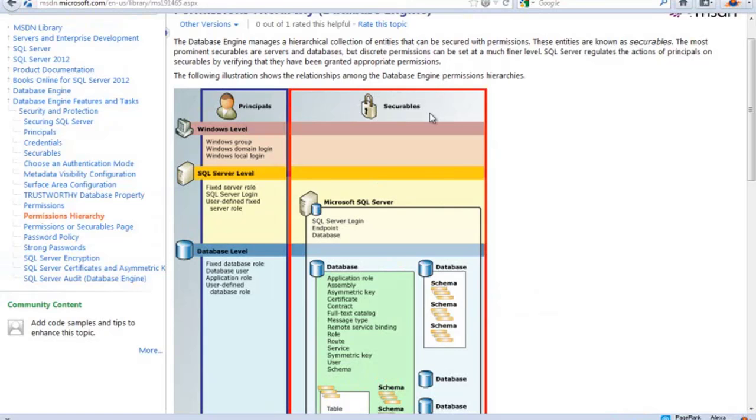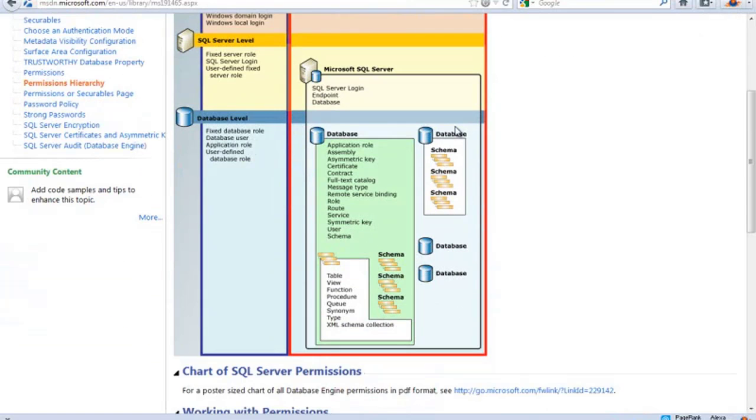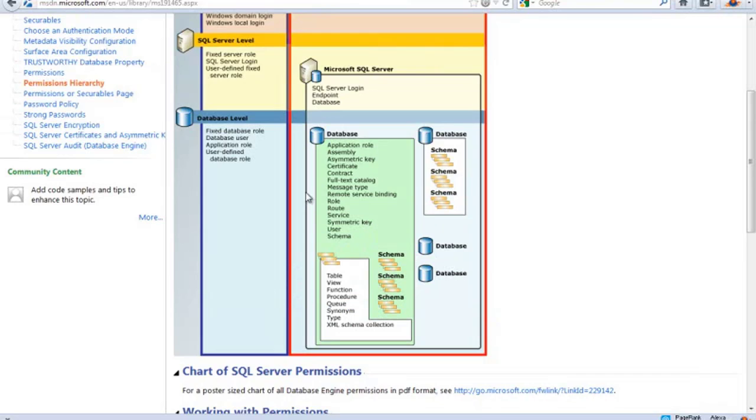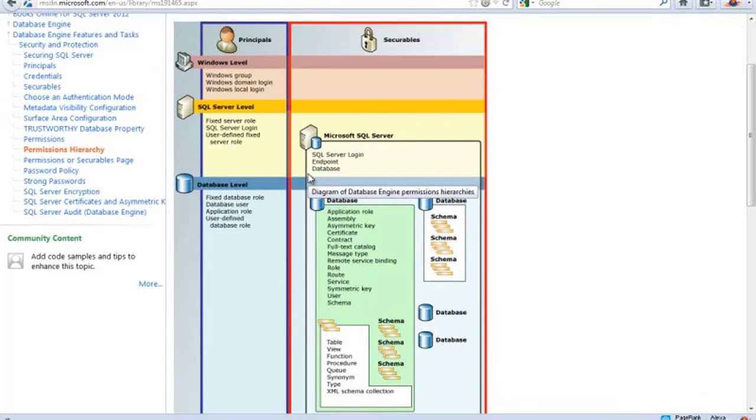On the flip side, you have securables, and securables are just about anything in SQL Server. It could be a login, it could be a database. Within the database, you are going to have things like schemas, tables, views, functions, procedures, and the list goes on and on. Obviously, these securables can have things at a lower level, like columns and whatnot. I do like this picture that explains a little more visually what we're trying to tell you, and here is the link that I have included.